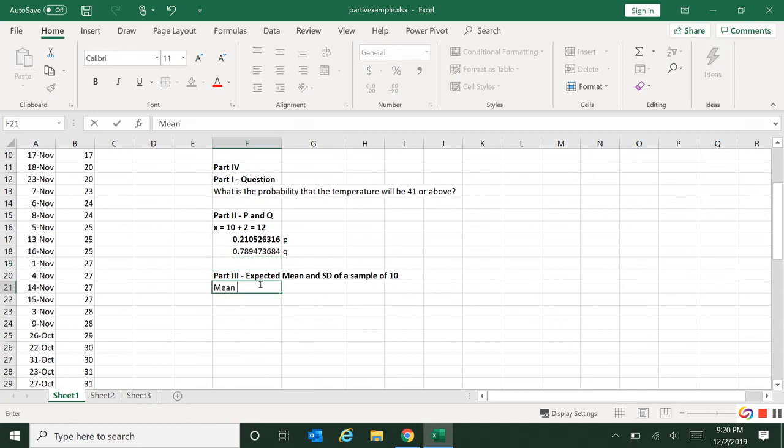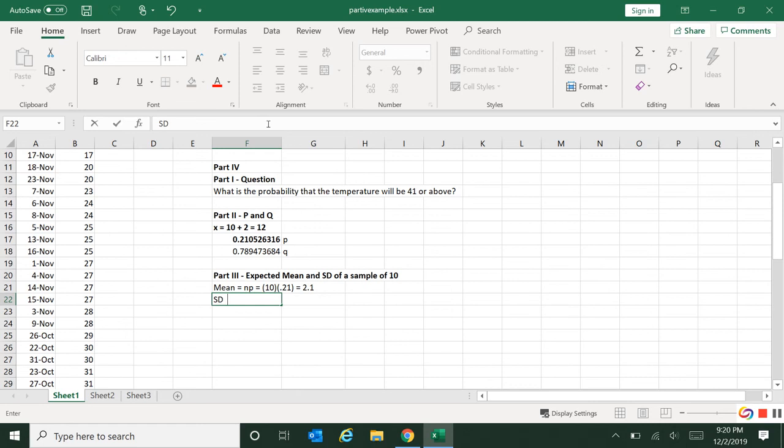Now I want to find the expected mean. The mean of a binomial is n times p. You were told to do a sample of 10, so 10 times 0.21, which is pretty easy, and you get 2.1.